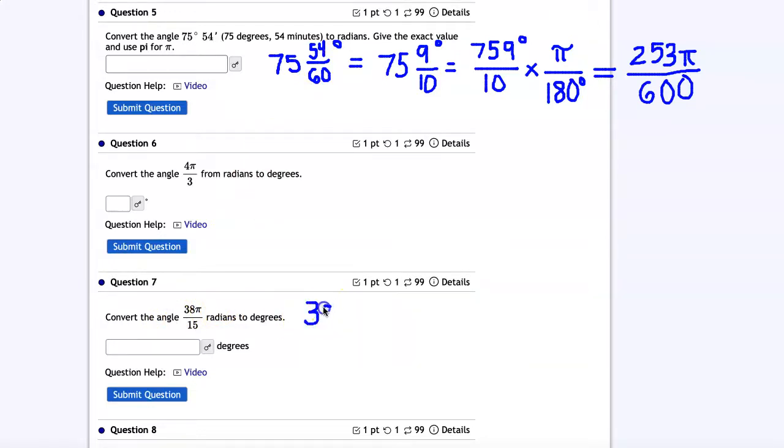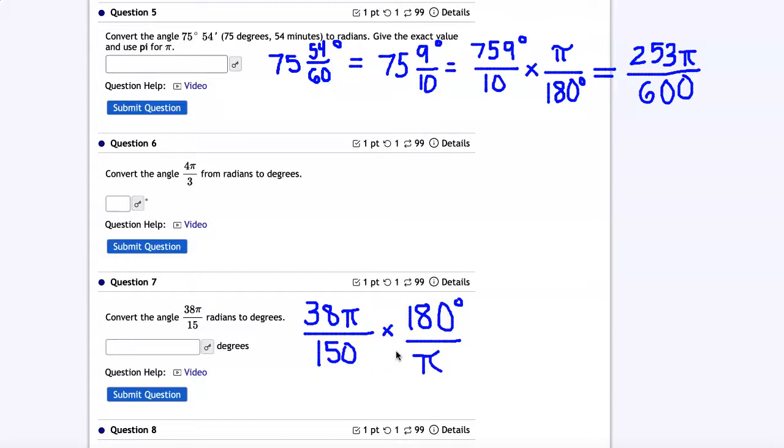If you have 38 pi over 15 and you want to change from radians to degrees, you use the unit multiplier again, but this time we're converting to degrees. So whatever you're converting to goes up in the numerator for your unit conversion. You'll notice that the pi's are going to completely cancel. 180 divided by 150 reduces to, these are both divisible by 30, so that would be 6 over 5.